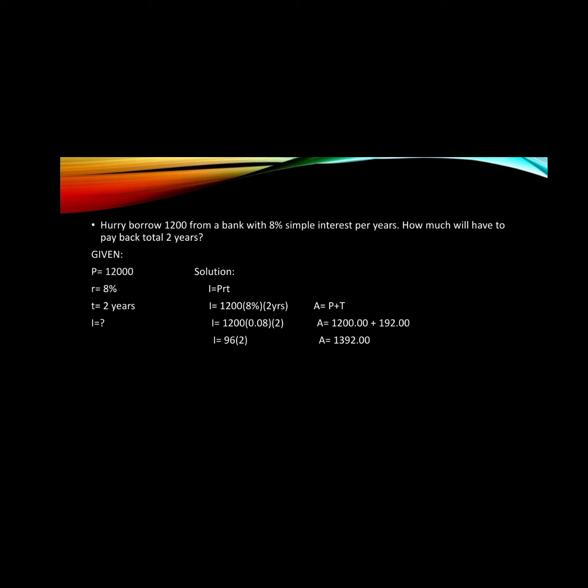1,200 times 0.08 times 2 is 96. So 96 times 2 is 192 pesos. So this is the interest; now we complete the amount. The amount is equal to principal plus interest. So A equals 1,200 pesos plus 192 pesos, which is equal to 1,392 pesos.